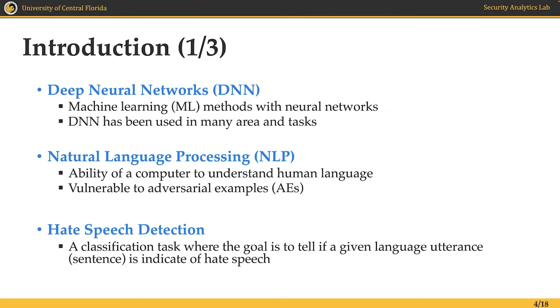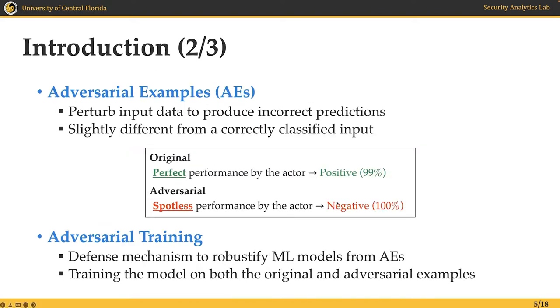Another element of background is hate speech detection. Hate speech detection is one such natural language processing technique that has also been shown to be vulnerable to such adversaries. In hate speech detection, the goal is to classify different inputs of language utterances, such as sentences, to indicate whether they are hate speech or not. In hate speech detection, or in sentiment analysis in general, the goal of adversaries is to perturb input data to produce incorrect predictions, using a slightly different form of correctly classified inputs.